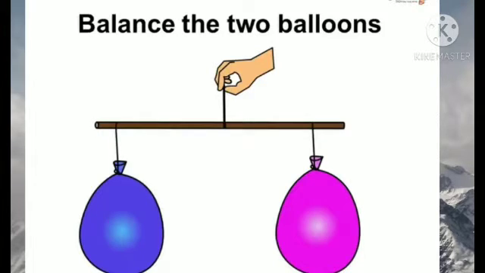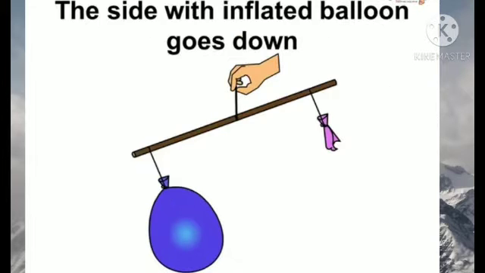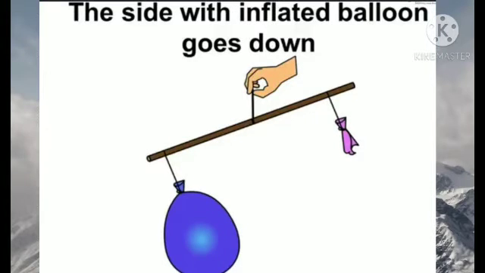But as we pick one balloon, we will observe that the blue balloon side goes down and the pink goes up. This is because air has weight, so the blue goes in the downward direction, while the pink, from which the air has escaped, goes in the upward direction. It proves that air has weight.